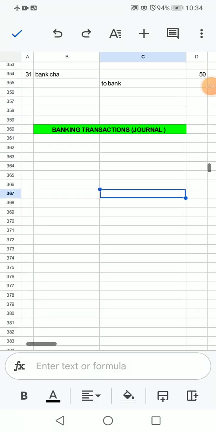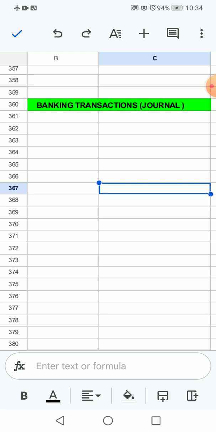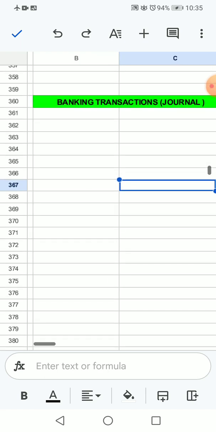Today's target is to understand banking transactions. What we will do over here, we will try to understand all journal entries which are associated with banking transactions. We will try to allocate transactions with the bank, either if you are taking an amount out of your bank account or you are depositing an amount in your bank account. So related entries would be generalized over here.